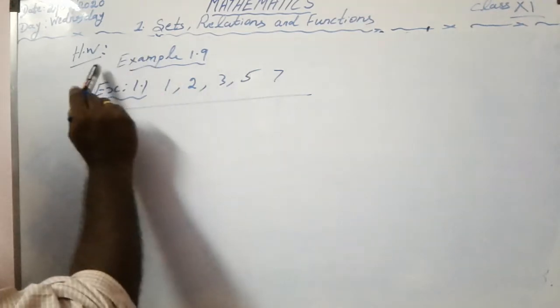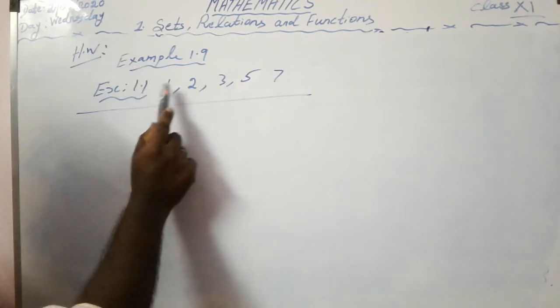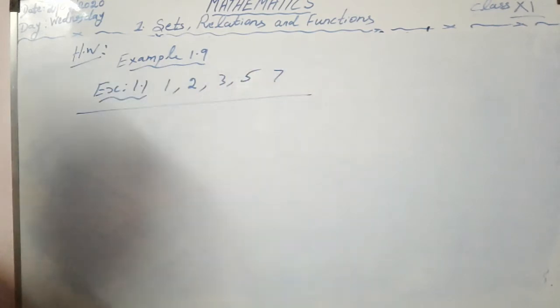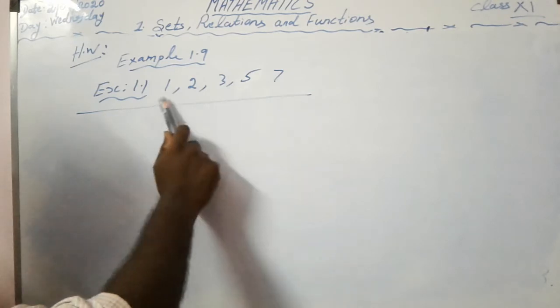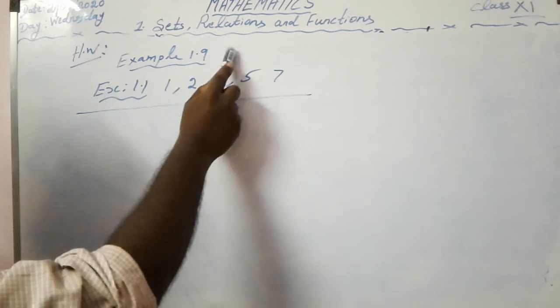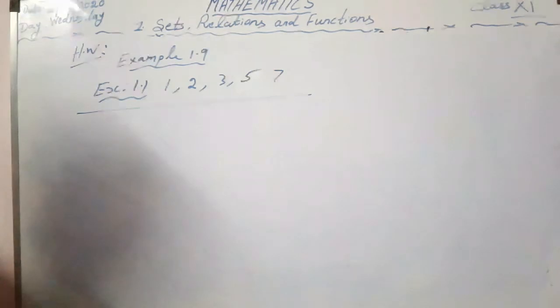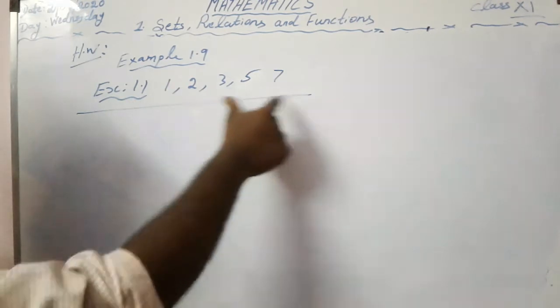So dear students, in exercise 1.1, the first sum, second sum, third, fifth, seventh, these are the basic sums. You may have studied them in 10th standard, that's why they are given as homework. Just try to do these problems, then you will get some basic ideas. You can recall whatever you studied in 10th standard. Example 1.9 is also homework. When you complete these problems, you will know that up to exercise 1.1 it is clear.